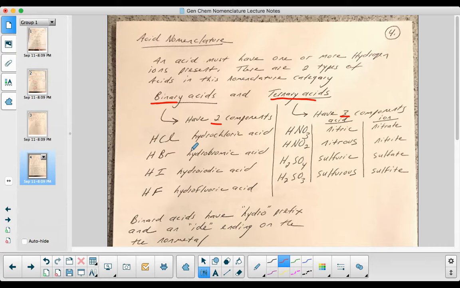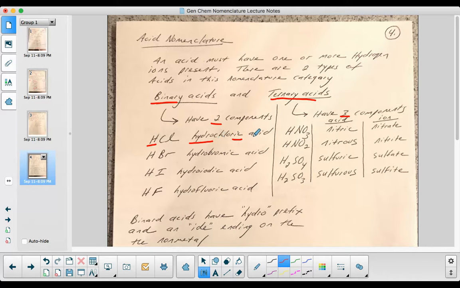So the examples that I have here are cases where you have a hydrogen present, and typically you're going to see your hydrogen right out in the front, first one into the left side of the compound. And in a binary acid, it's always going to start with the prefix hydro and end with the suffix ic. And then you have the stem name of the monatomic anion.